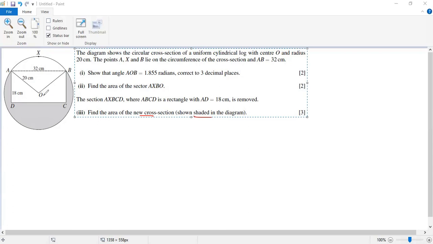So how do we go about it? This is the part where I guess it is a little bit difficult, isn't it? Because we already found this area. Please take note. I'm going to label it in color, let's say in red. The red part here is AXBO, the area of the sector. This was the 371, right? Just now. Okay, 371.